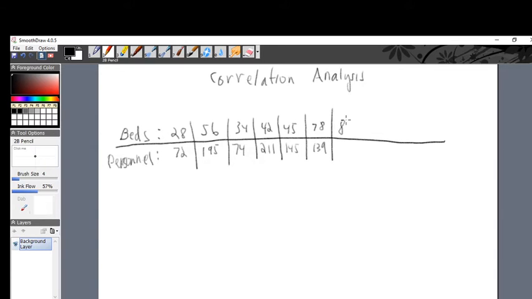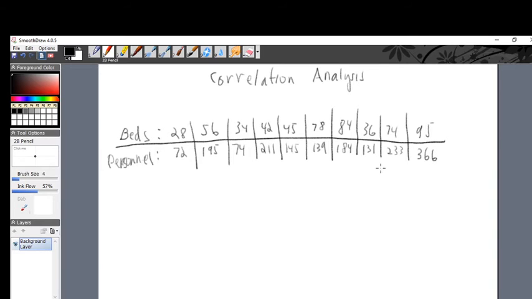84 beds, 184. 36 beds, 131 people working there. 74 beds, 233. And finally, the 10th hospital, 95 beds, 366.